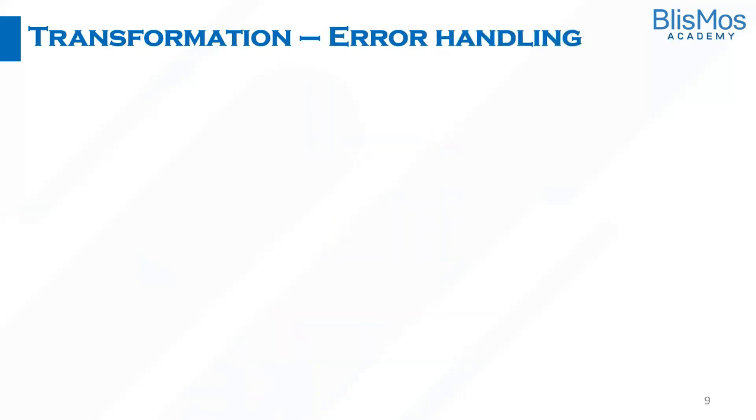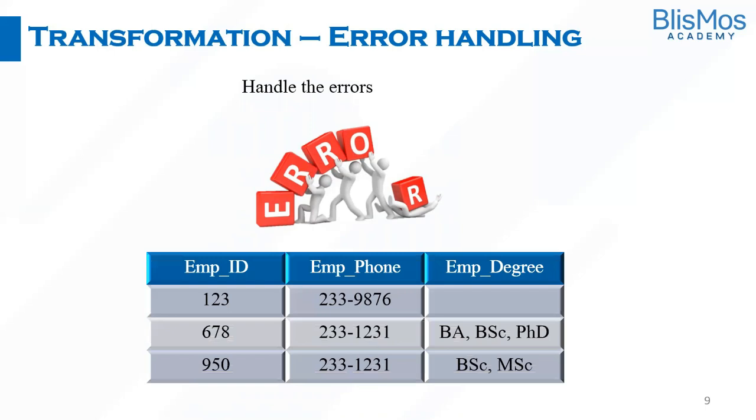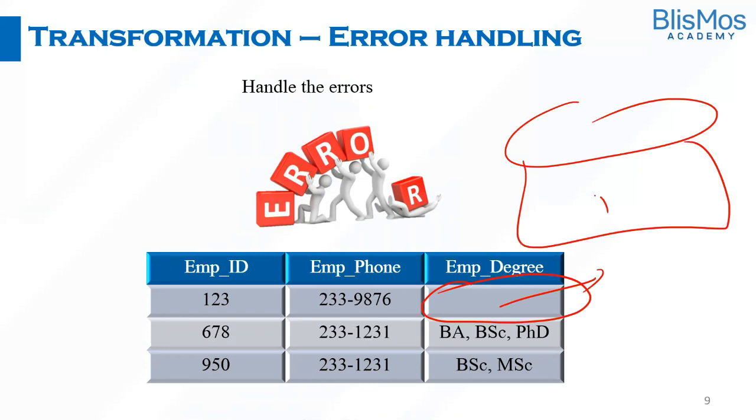Can you imagine any data without errors? You cannot. So you have to handle the errors as well before we move the data into the data warehouse. For example, here we have a column called EMP degree. Here there is nothing here. What do I do by taking this data? Nothing. So take out that before I move the data into data warehouse.